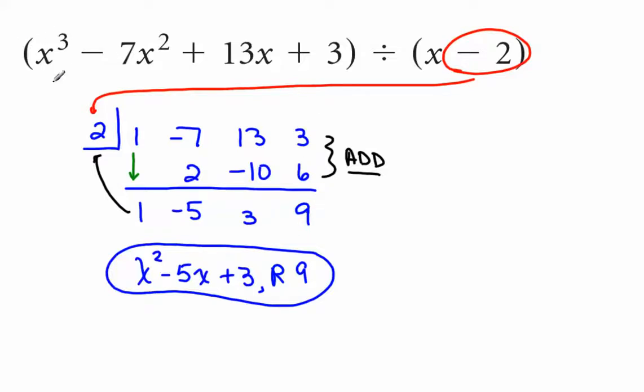So again, if I start with an x to the third, that means my answer is going to be 1 less than that, or x to the second. It's 1x to the second, so just x to the second, minus 5x, plus 3, and this last guy is our remainder.